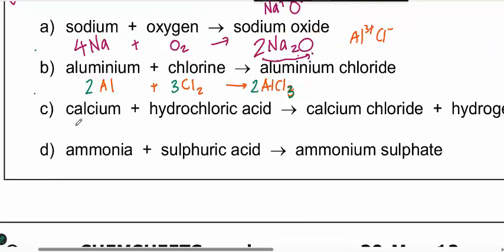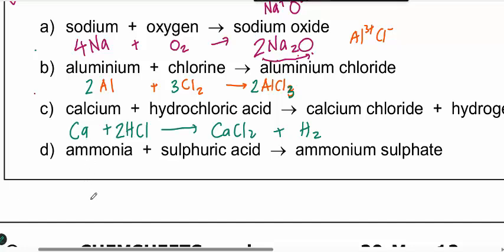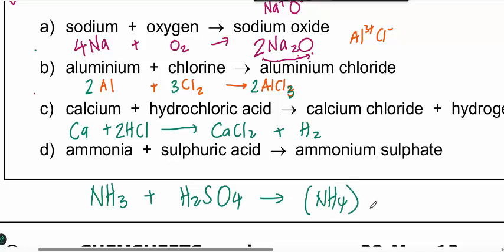Okay, so calcium plus hydrochloric acid becomes calcium chloride plus H2. Balanced equation 2. Ammonia plus sulfuric acid, ammonium sulfate.